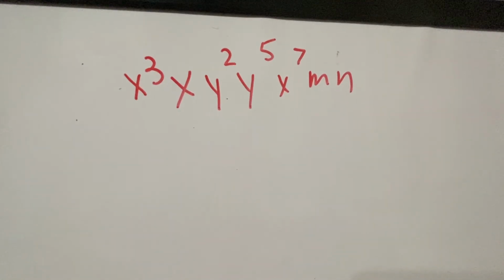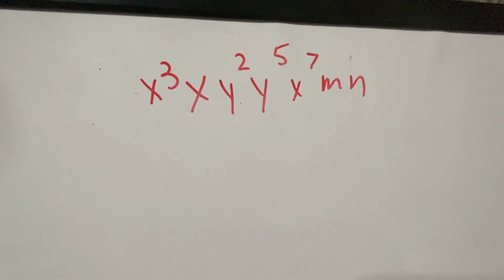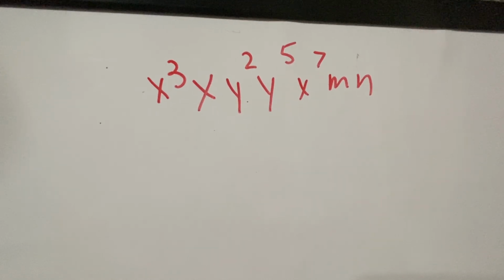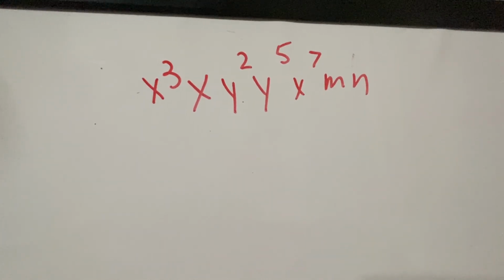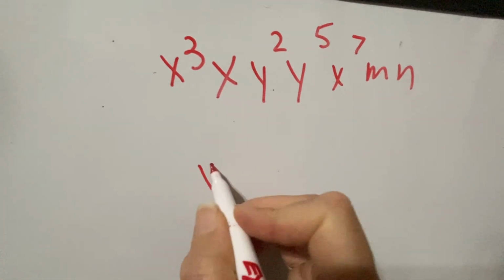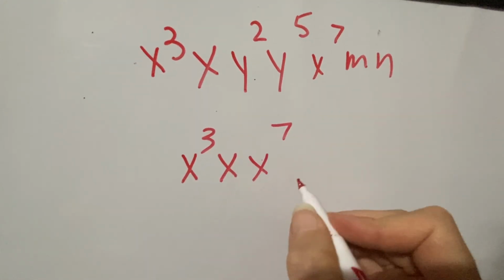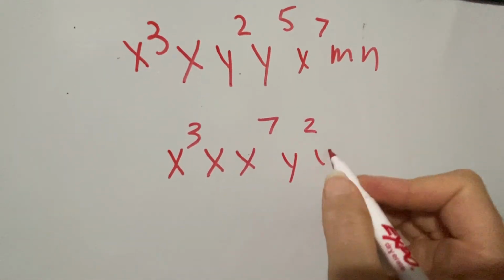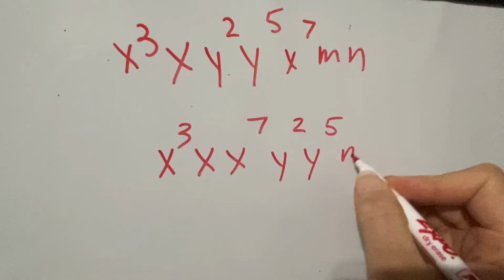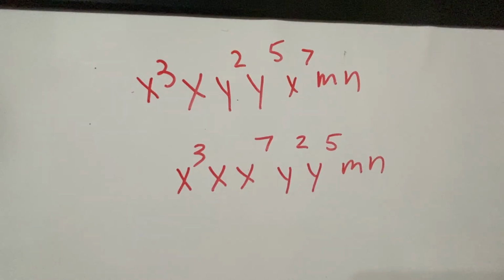Okay, and this is example B, page 93 again. We're going to put our common variables together. We'll do all of our x's: we've got an x cubed, an x, and an x to the 7th. We've got a y squared and a y to the 5th. And then we've got an m and an n, really lonely over here. There's no other m's, there's no other n's.